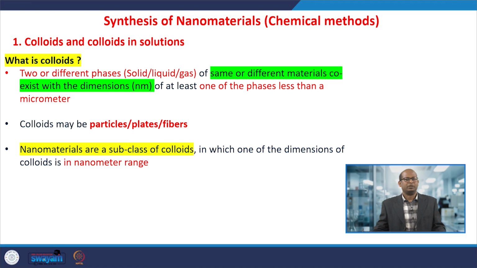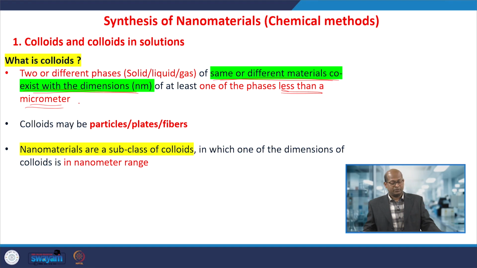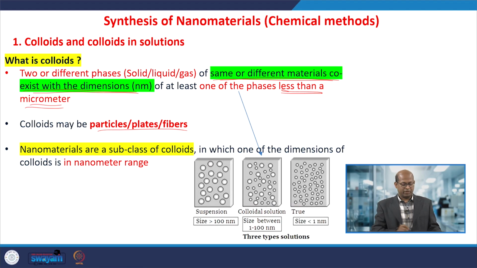So what are colloids? Colloids involve two different phases. Gas, solid and liquid are the three different phases. When two or more different phases of different materials coexist, with at least one of them having dimensions in the nanometer range, less than a micrometer, then we can say that the species or particle formation is a colloid. Nanomaterials are a subclass of colloids.